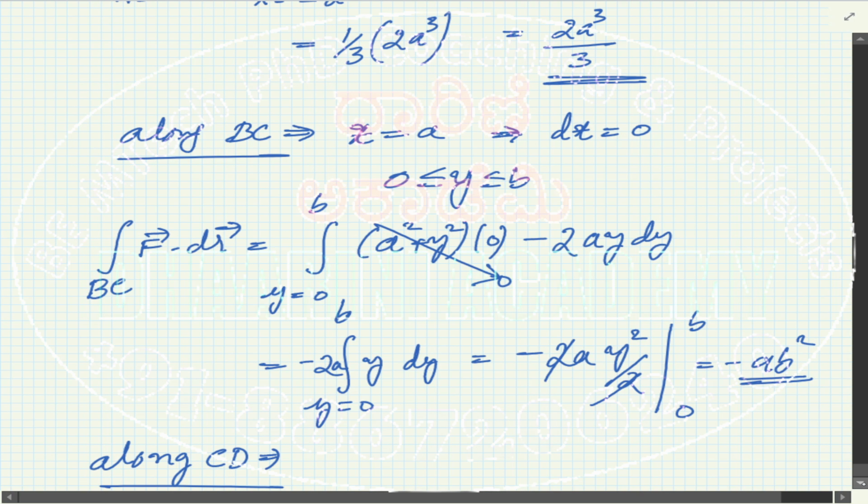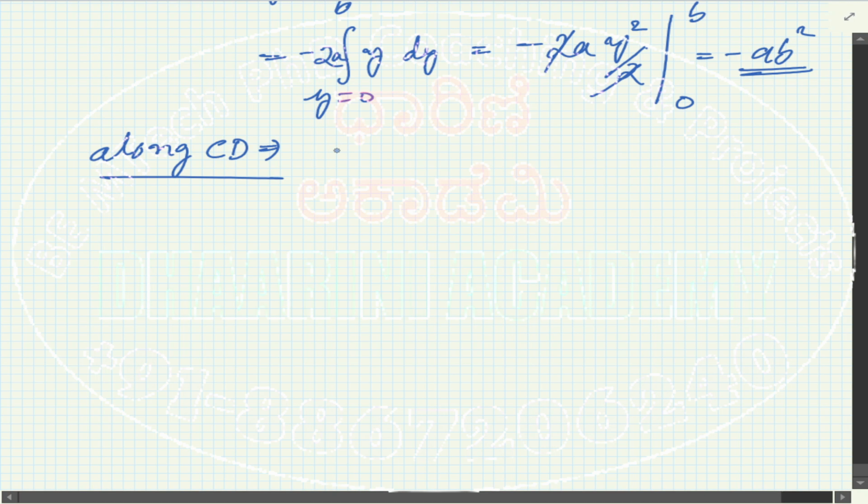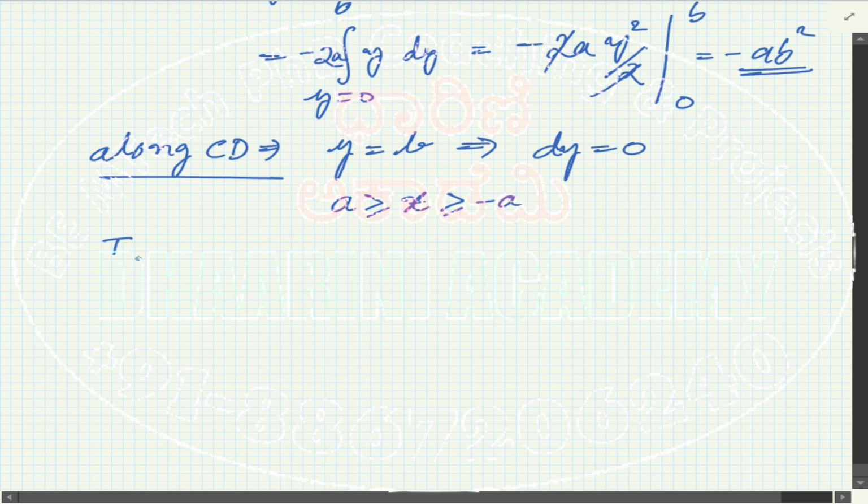So along CD, now I just have to update those values which I found from the graph. When you move from C to D, I can see that y value is a constant which is b. This implies wherever you see a dy can be equated to 0. And what happens to x? X starts from plus a, it becomes minus a. So plus a greater than or equal to x greater than or equal to minus a. So it should lie between this. Therefore I for CD is equal to integral from a to minus a. See, the x limits are not minus a to a, it is a to minus a.